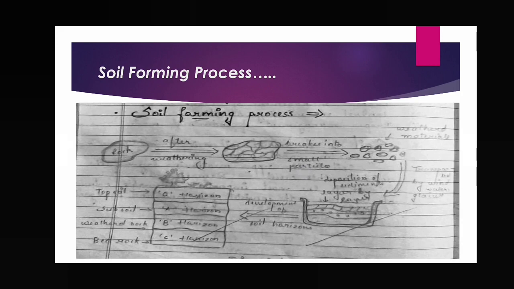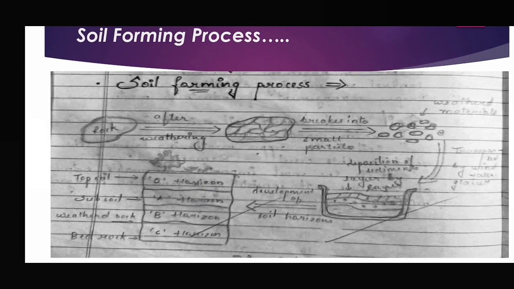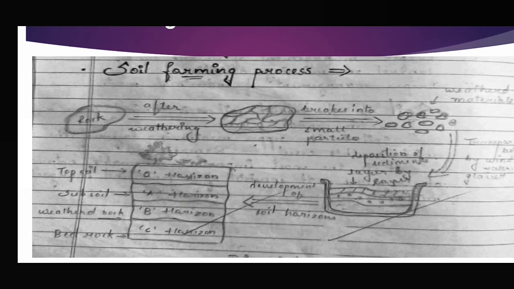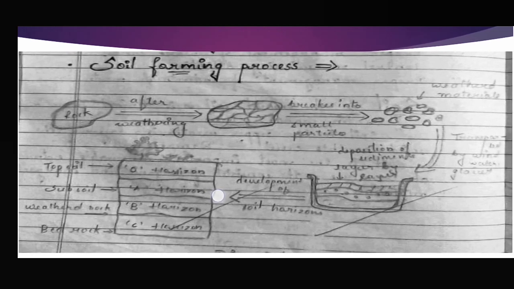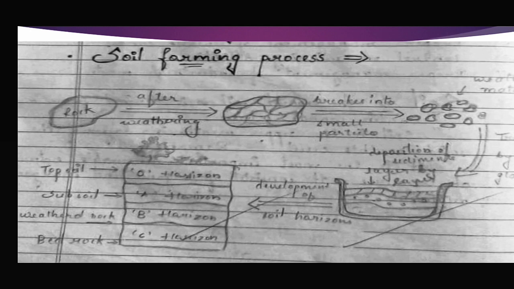Now come to the next, the soil forming process. Here we will discuss what is called weathering. Take a look, this is a diagram drawn in pencil, that's why it is not clear, so try to understand. I am trying to zoom in. Take a look at the soil forming process, how the soil is being formed. This thing we have to find out.